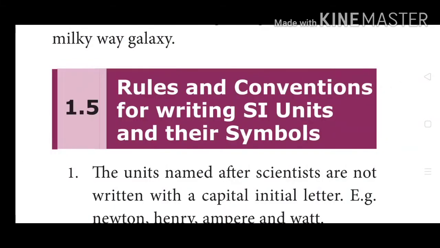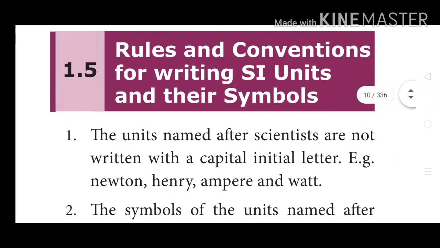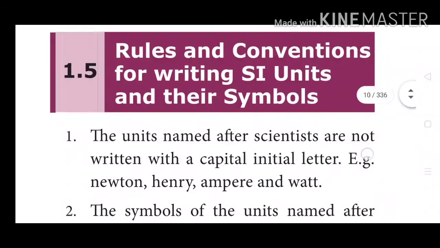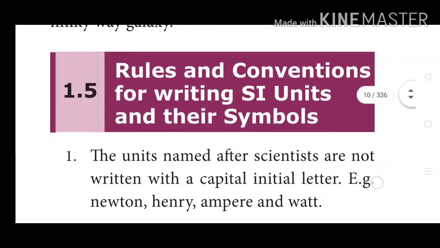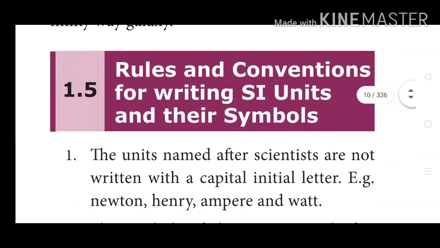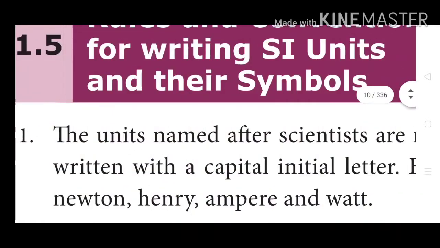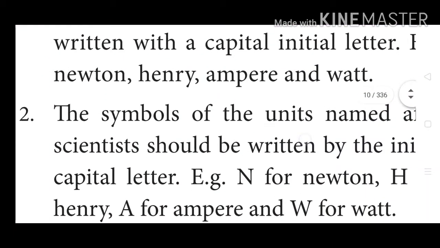Now we enter a new, very important topic. Scientists assigned rules for writing the SI units and their symbols. The first rule is that units named after a scientist are not written with a capital initial letter. Example: newton, henry, ampere, we start with a small letter.